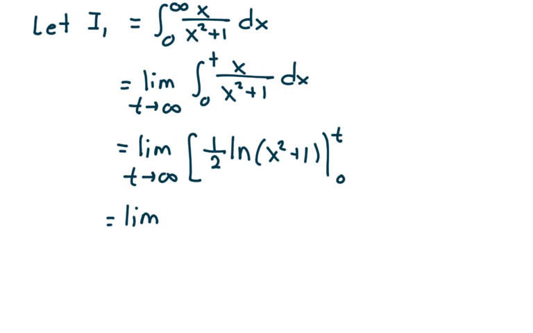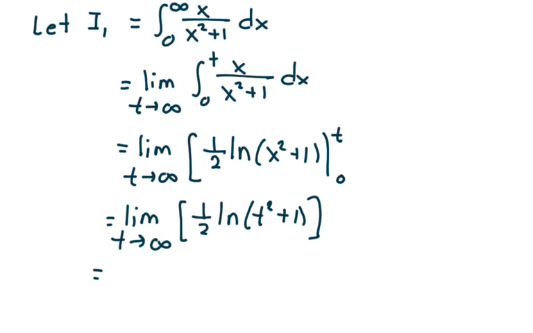So this is the limit as t goes to infinity of, in these brackets, 1/2 natural log of t squared plus 1. And then when I plug in 0, I get natural log of 1, which is 0, right? So I just get this, but that's infinity. And what that says is the integral from 0 to infinity, or I1, this diverges.